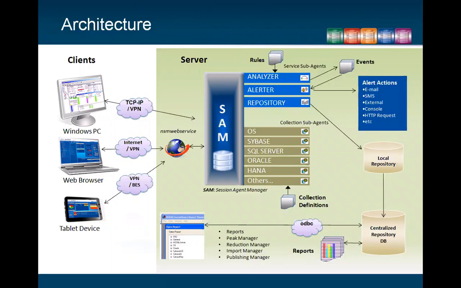So in 4.7, we actually extend this architecture a little bit with 2 new agents. We have one agent called the history agent. The history agent actually allows us to access the central repository database and bring that back into the main product. So this is how our web reports are being created in 4.7: with the new history agent, we're able to access that central repository and integrate that into the product.